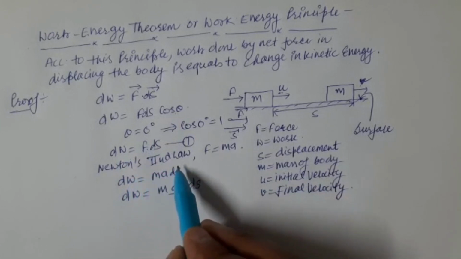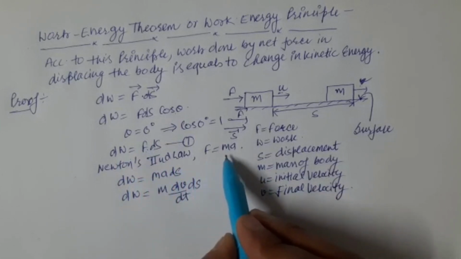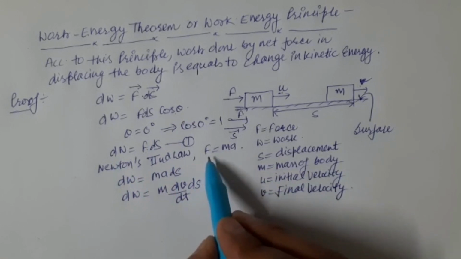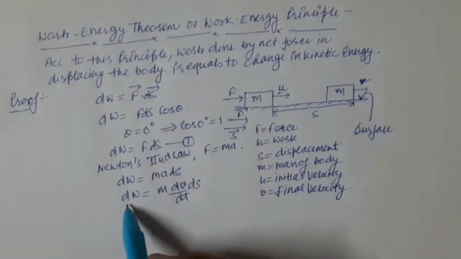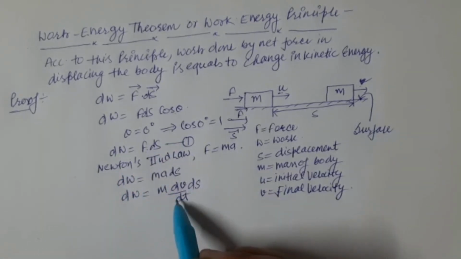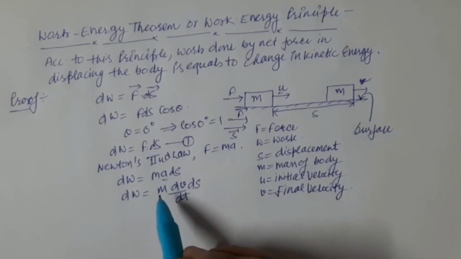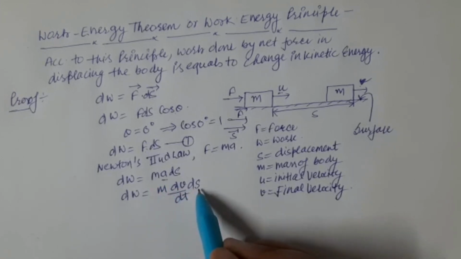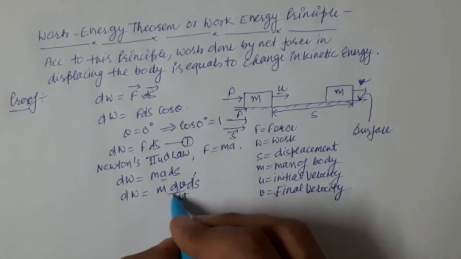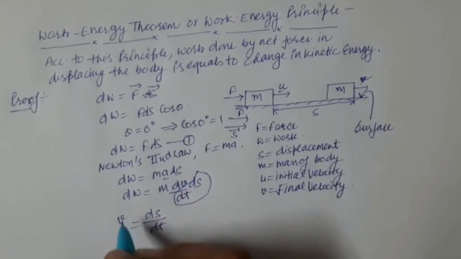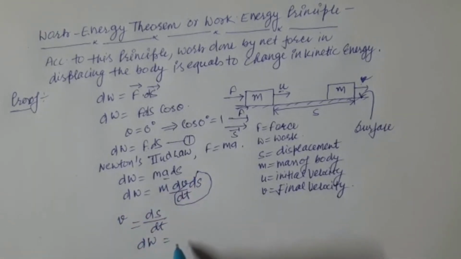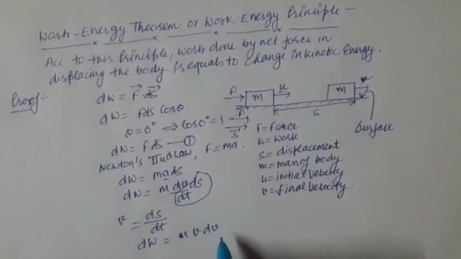According to Newton's second law of motion, force is equal to mass times acceleration. I will put F equal to m a in equation number 1. Here the work done dW is equal to m dv upon dt, because acceleration is the derivative of velocity with respect to time, times ds. If I take ds upon dt, the rate of change of displacement is nothing but velocity. So here dW is equal to m v dv.